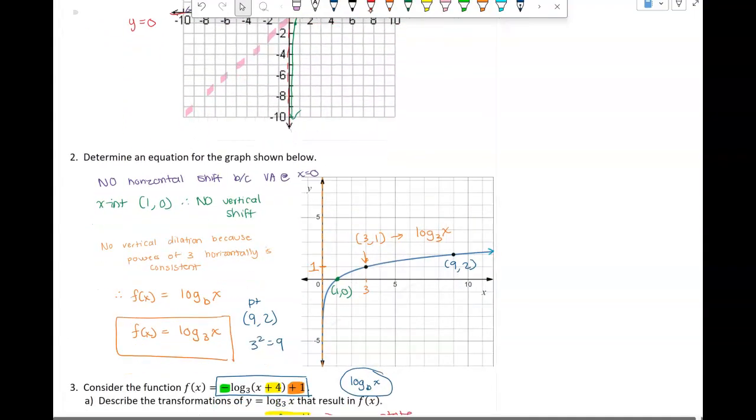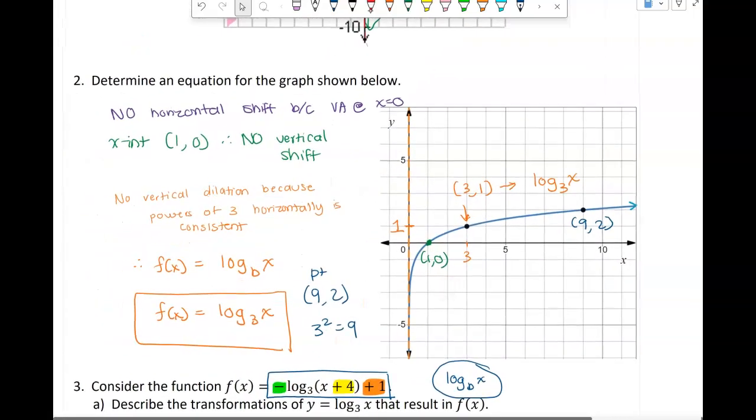Okay, so now what happens if we're given a graph, a logarithmic graph such as this one? How can we determine its equation? Well, here are some things you would do. You check to see, is there a horizontal shift? If there's a horizontal shift, the vertical asymptote will move left and right. Well, because this vertical asymptote is still at x equals 0, there has been no horizontal shifts.